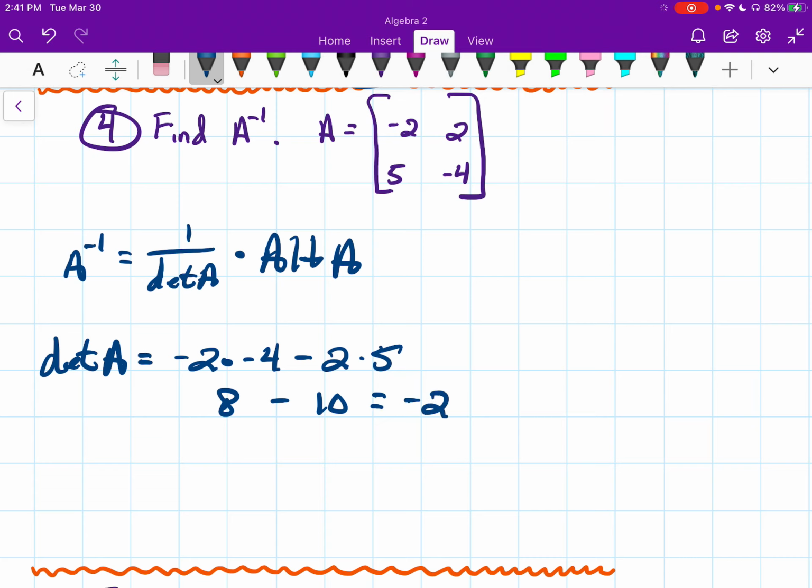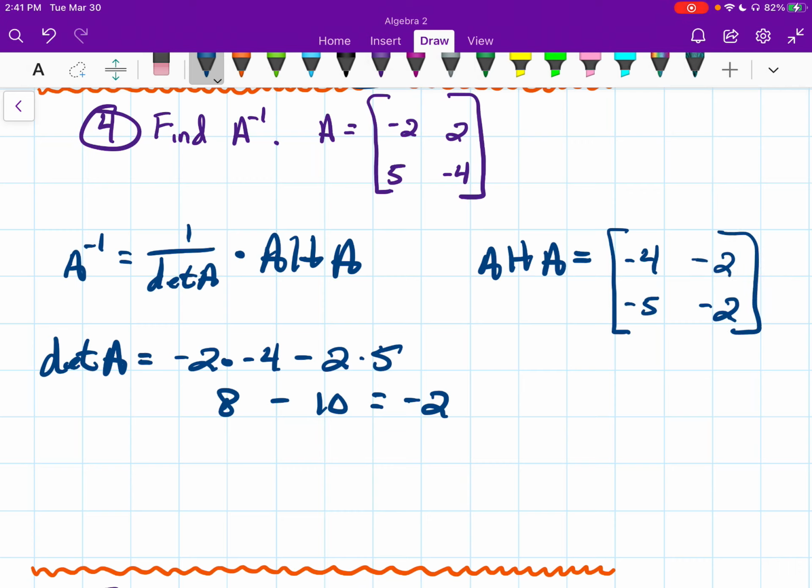Now for alt A, if you remember right, we switch the main diagonal. So this is going to be a negative 4 and negative 2. We swap their spots, and we make the others negative. Or maybe the better way to word that is we swap their sign, right? If they're positive, we make them negative. If they're negative, we make them positive.